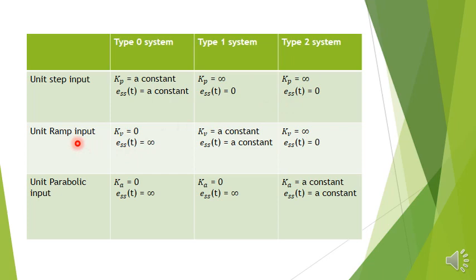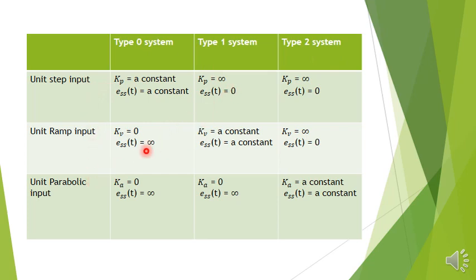Now for unit ramp input, type 0 has a high steady state error, that is infinity, whereas a type 1 system will have a constant steady state error, and from type 2 onwards it becomes 0. For unit parabolic, for lower type systems, type 0 and type 1, the steady state error is infinity, and for a type 2 system it is a constant. So based on this, we need to calculate the constants and steady state error based on the type of the system and the type of the input.